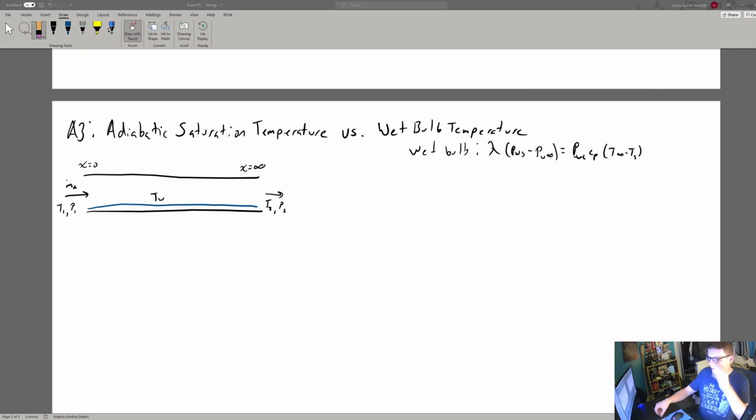So for part three, we are going to look at the difference between the adiabatic saturation temperature equations that we need to derive and the wet bulb temperature. In this example, we're going to have some infinitely long tube with some mass flow rate of air going in, starting at temperature and pressure, becoming fully saturated in the end. So here it's going to be fully saturated.